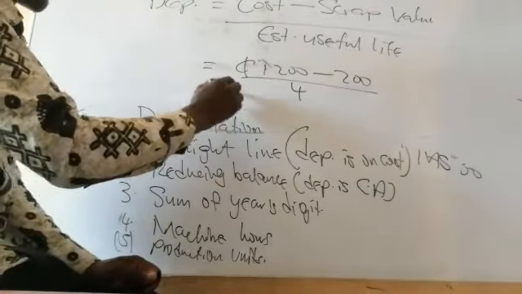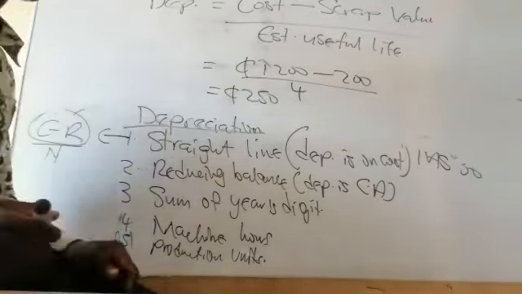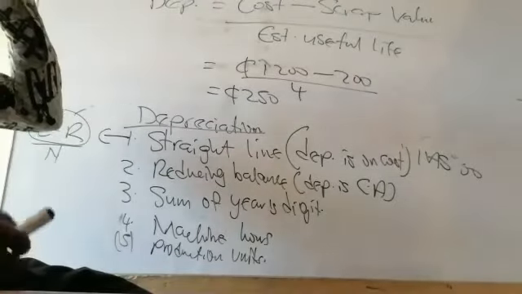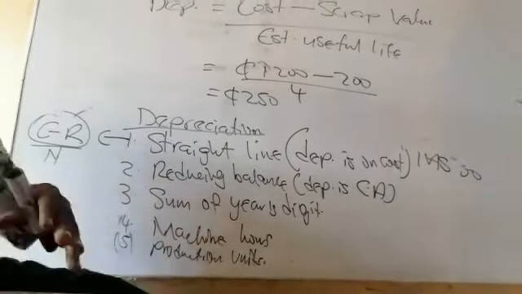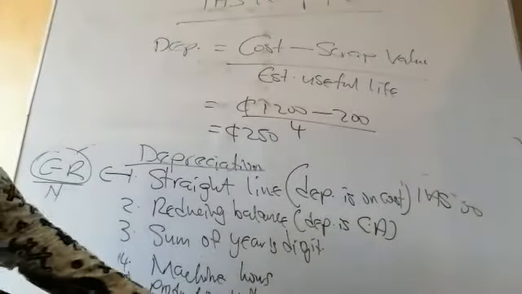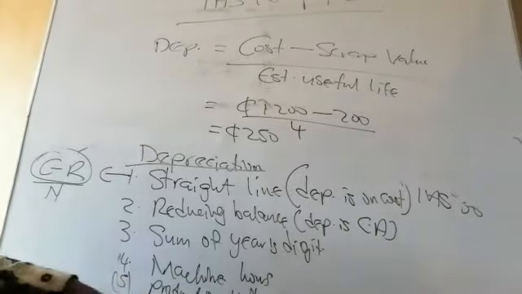So meaning every year the asset value must be reduced by what? 250. So when you go to the last year, you take it off. Good. Okay, so basically, that is the depreciation.